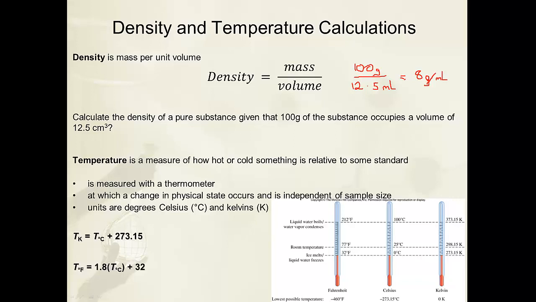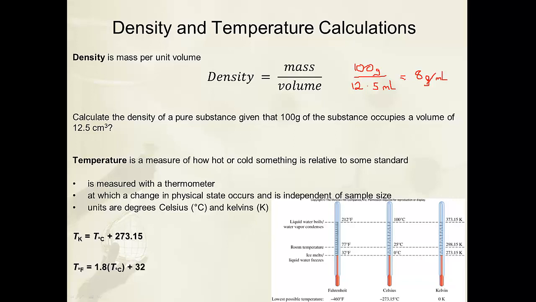So 1.8 multiplied by your temperature in degrees Celsius plus 32 will convert to Fahrenheit. We won't work in Fahrenheit in this course. We're just looking at either Celsius or Kelvin, but not Fahrenheit. You will have to be able to convert between Kelvin and degrees Celsius. Now, there's no such thing as degrees Kelvin. It has to be just simply Kelvin. In Celsius, it's degrees Celsius.